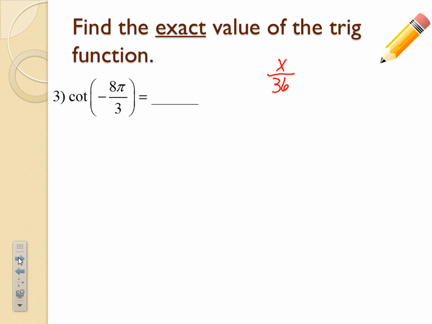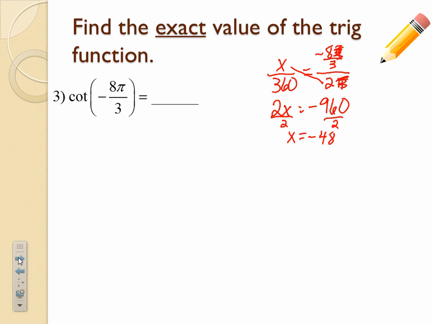We have degrees over 360 equals my radians over 2 pi. And we talked about simplifying these pi's. So if we cross multiply, we get 2x. And if we take 360 times negative 8/3, we get negative 960. And then if we divide that by 2, negative 960 divided by 2 is negative 480 degrees.